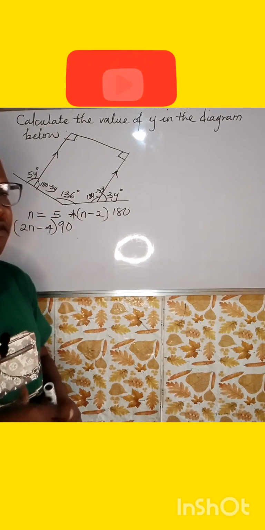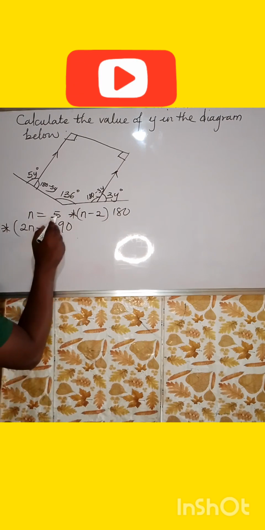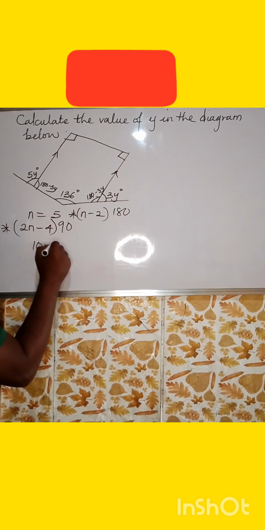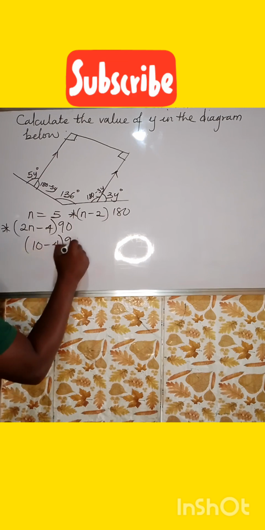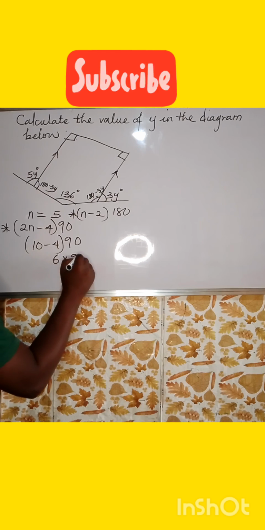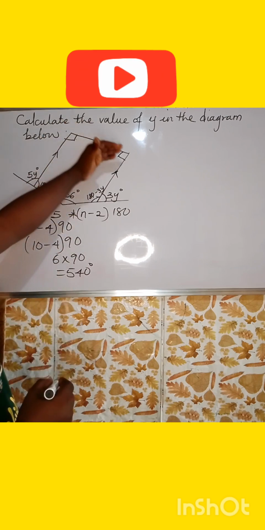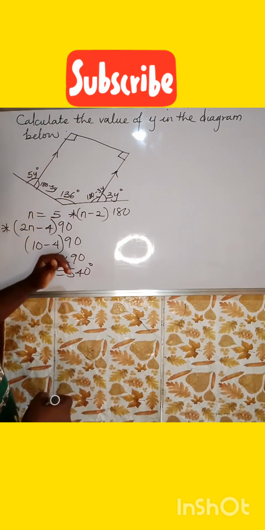If you use either of the two, you are going to arrive at the same answer. Our n is 5, so I'm going to have 2 times 5, that will give us 10 minus 4. I have 90 here. That means I'm going to have 6 times 90, and that will give us 540. The sum of angles in this 5-sided polygon is 540 degrees.